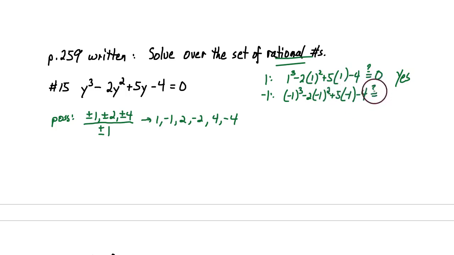We're wondering, does that equal 0? Negative 1 cubed is negative 1. Negative 1 subtract 2 is negative 3. Negative 3 minus 5 is negative 8. And negative 8 minus 4 is negative 12. This is a no. Now let's try 2.